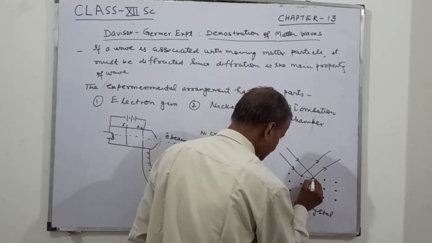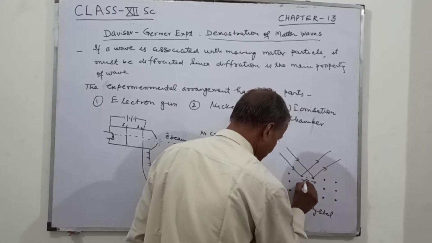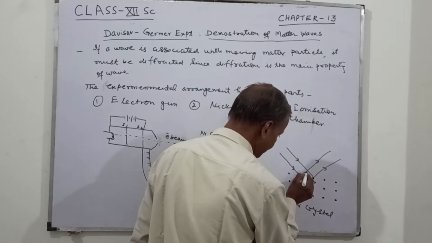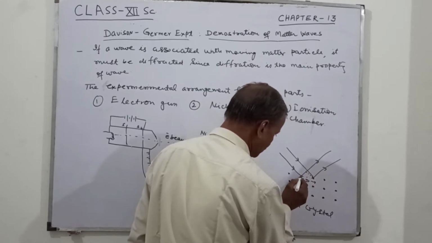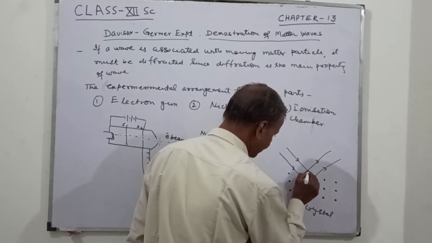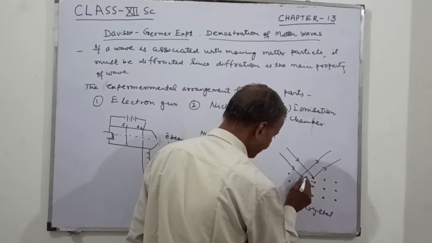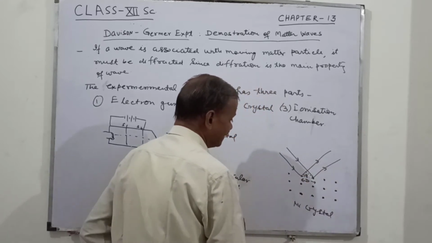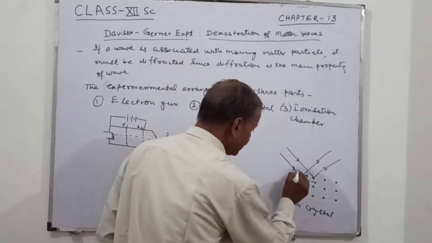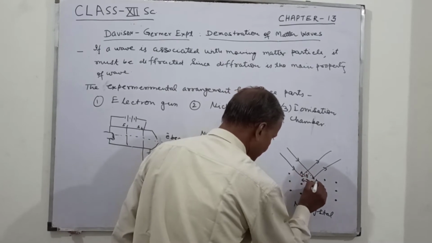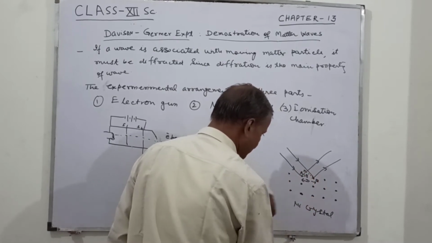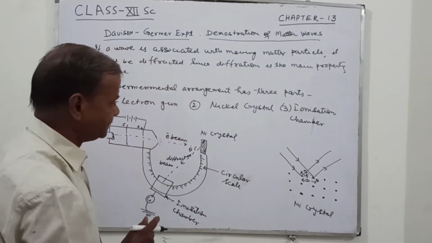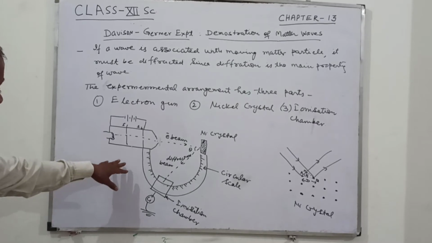This distance is d, and this is the path difference. This is the angle of diffraction. Suppose we take points A, B, and this is N. This is now a right angle triangle. So this is the arrangement.